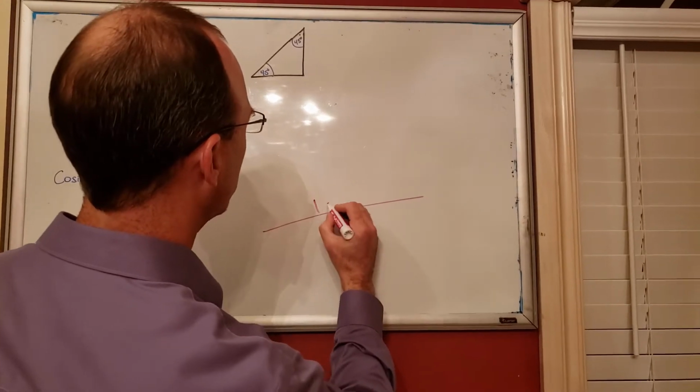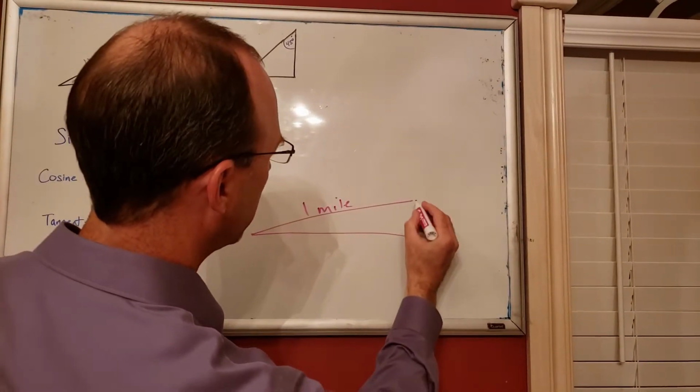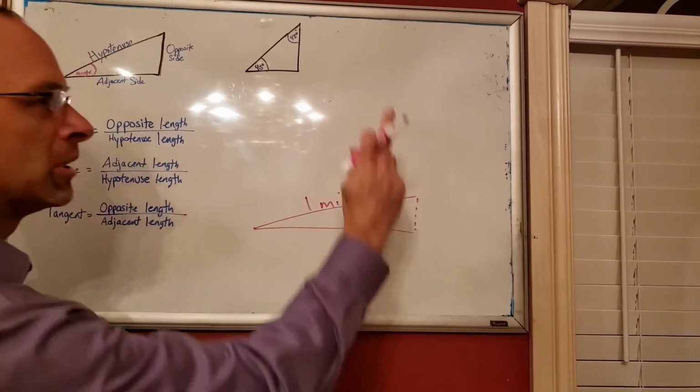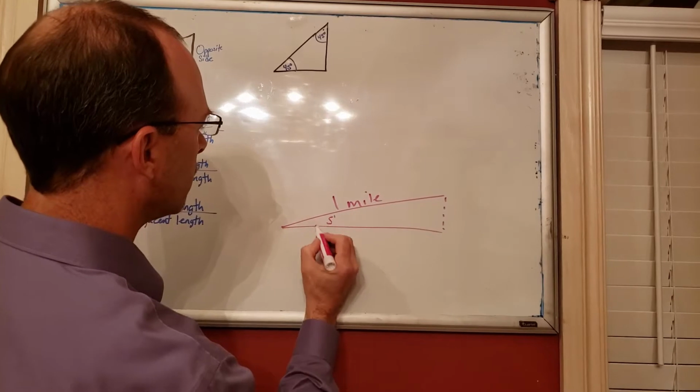Here's the mile you're going to drive. Here's the incline. That's the incline, and you want to know how tall that is. How much elevation did we climb? And the sign said that's 5 degrees, here, this angle.